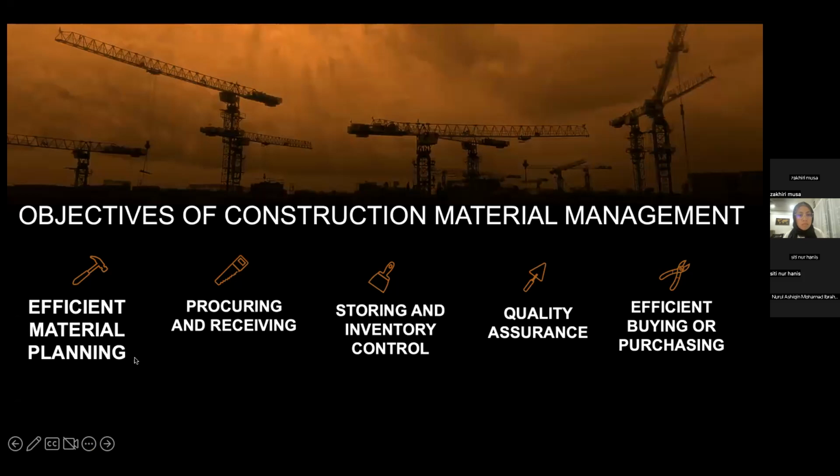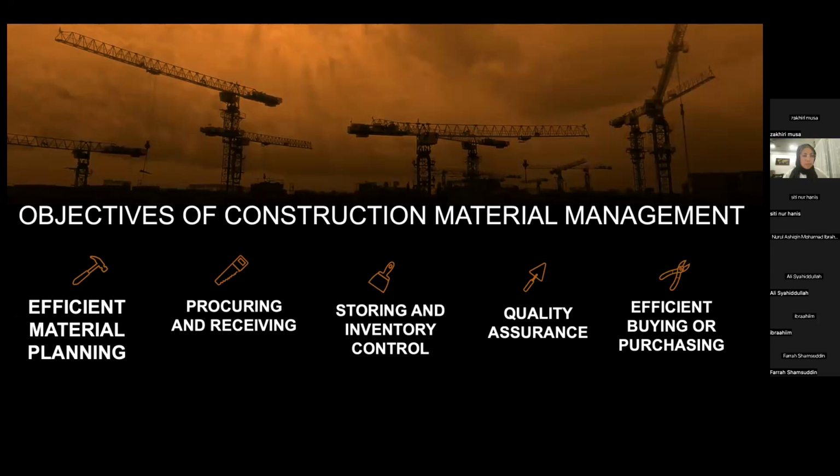Okay, now is about the objectives of construction material management. The first one is efficient material planning. Material planning is very important because it is the process of figuring out what and how much is needed in order to produce goods within a specific time frame and ensuring timely delivery of the material. Accurate material planning can contribute significantly to the efficiency and profitability of a company.